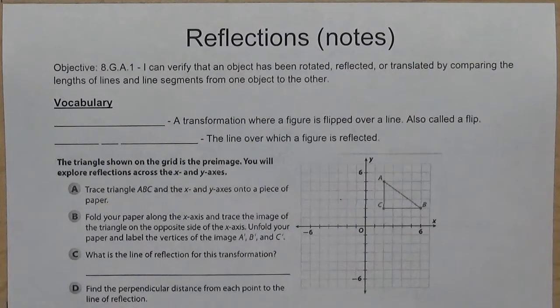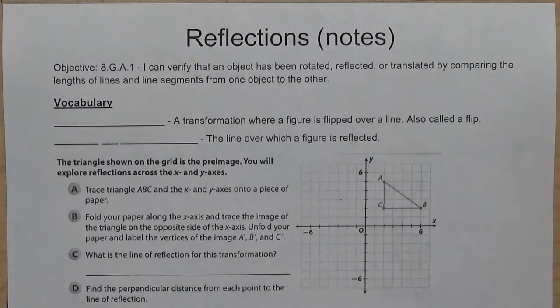All right, today we're taking a look at reflections. We have an objective here that was the same as with translations. I can verify that an object has been rotated, reflected, or translated by comparing the lengths of lines and line segments from one object to the other.